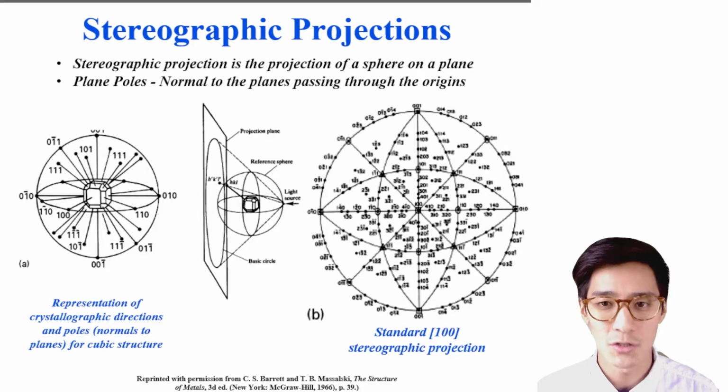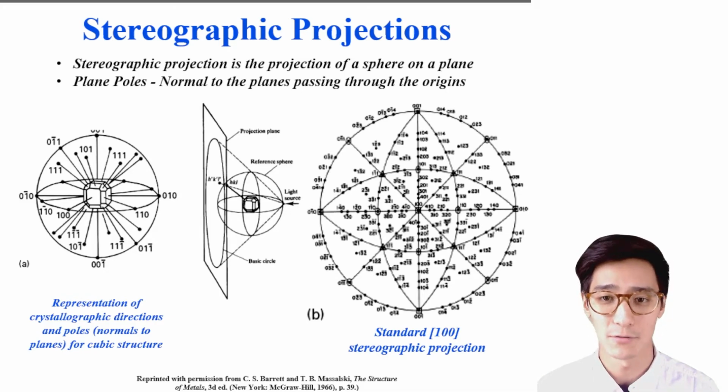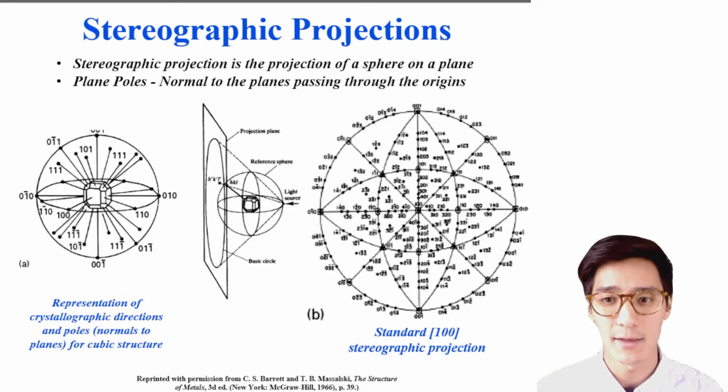Stereographic projections are a method of representing the three-dimensional angular relationships between planes and directions on a 2D graphical plane. This also looks complicated at first, but you can think of it as a light source shining through a crystal and observing the angles of reflections of all the plane normals.